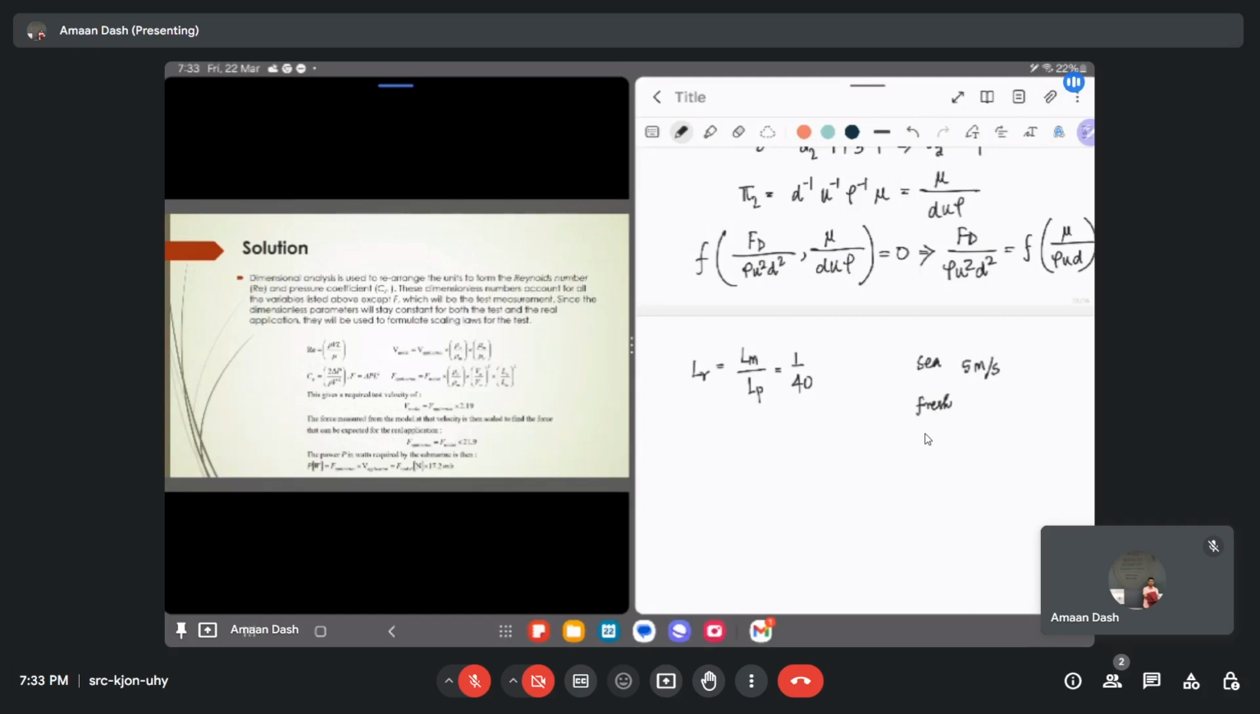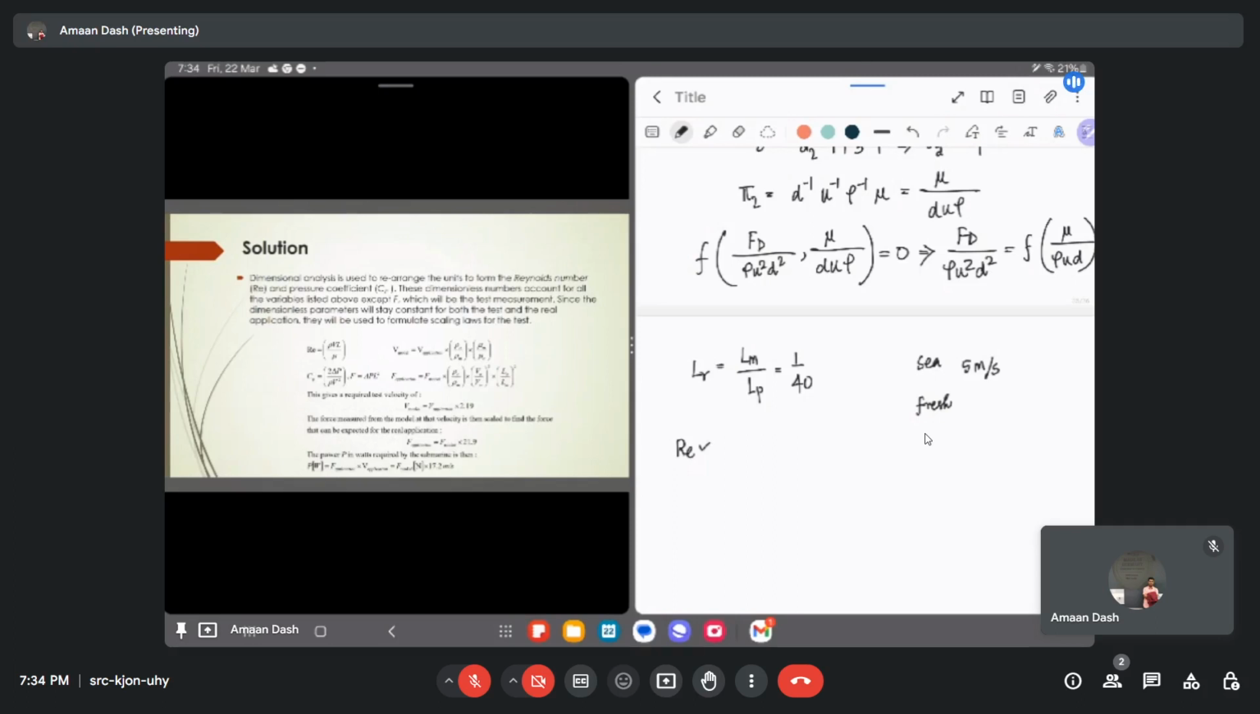So, first we have to do a dimensional analysis, used to rearrange the units to form the Reynolds number. So, we have the Reynolds number. The dimensionless numbers account for all the variables listed above except F, which will be the last test measurement. Since the dimensionless parameters will stay constant for both the test and the real application, they will be used to formulate scaling laws for the test. So we can equate the Reynolds number.